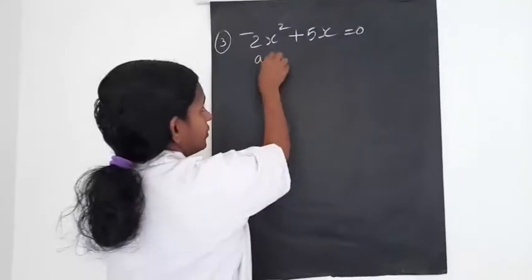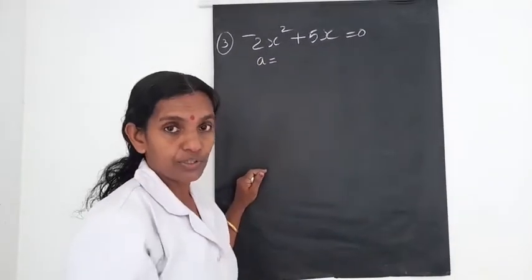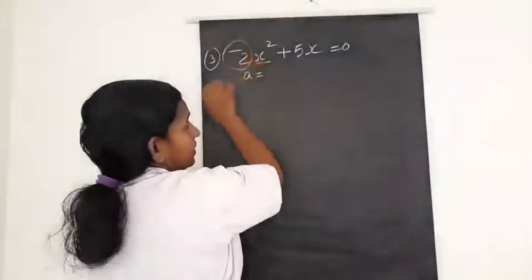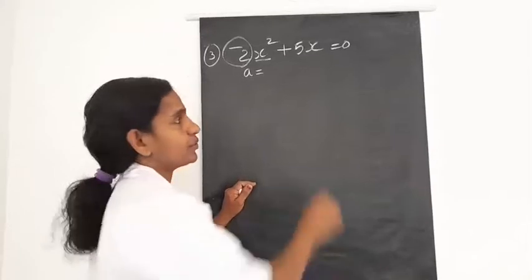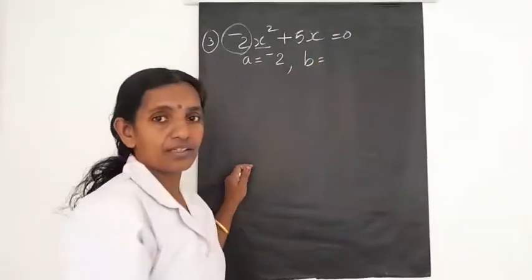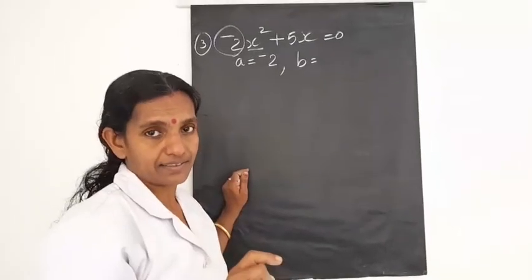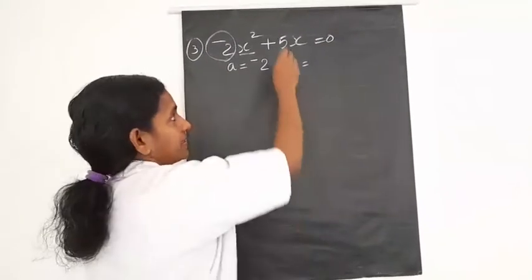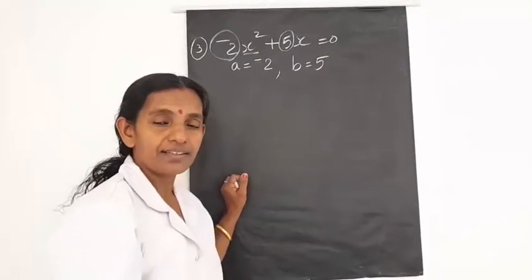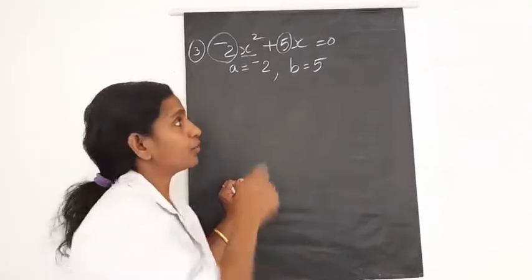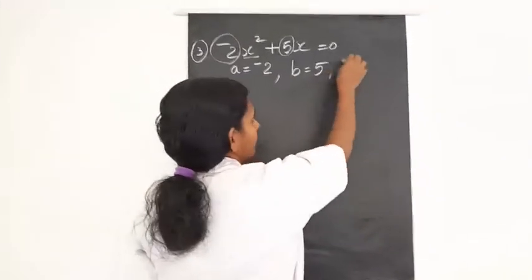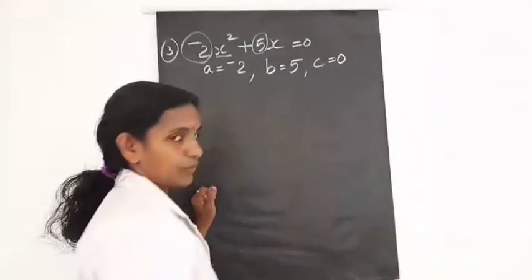Can you say what is the value of a? a equal to the coefficient of x square. The coefficient of x square is negative 2. What is b equal to? The coefficient of x, the numerical part of x. What is that? 5. And what is c? The constant term. So in this equation, the constant term is missing. Therefore, we can take it as 0.